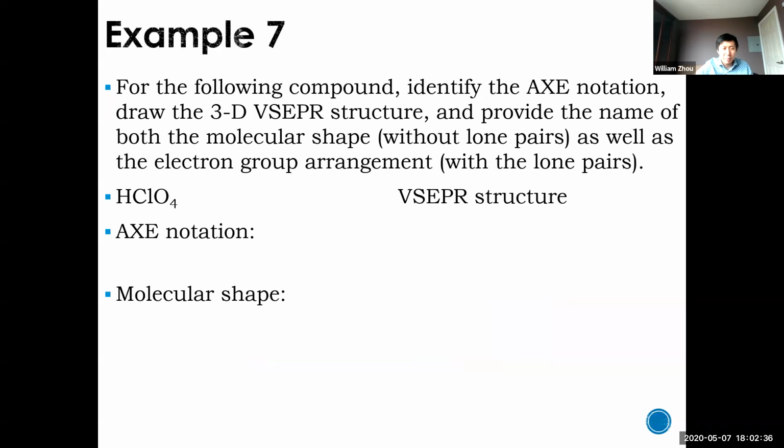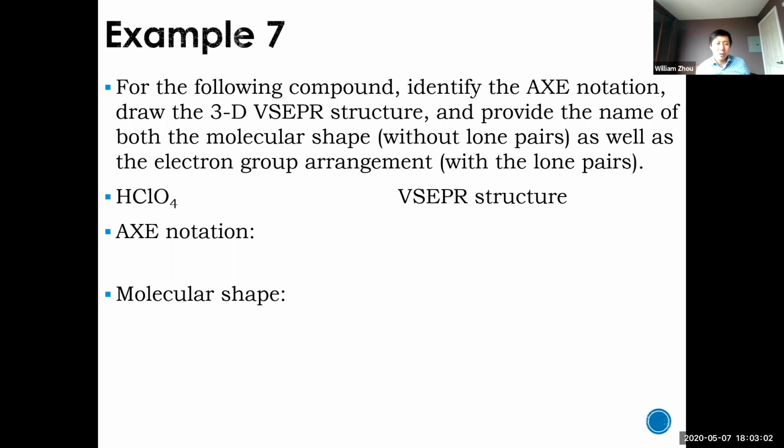All right, so number 7 is the tough one, HClO4. Okay, so first off, I want to start by saying that if you have a polyatomic ion with hydrogen attached, it's probably the acid version of that polyatomic ion. So this is perchloric acid. What would you do? Well, note that the hydrogen is not attached to the central atom. It is attached to the electronegative oxygen.